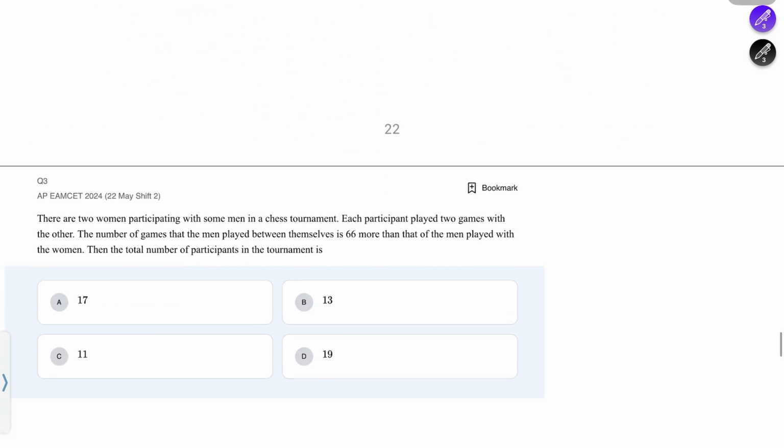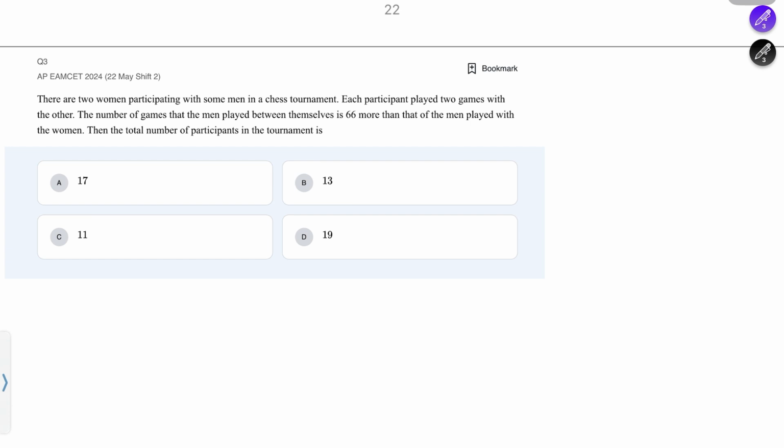Okay. Next question. There are two women participating in a chess tournament with some men. Each participant plays two games with each other participant. The number of games the men play between themselves is 66 more than the number of games the men play with the women. Okay, that is the given situation.